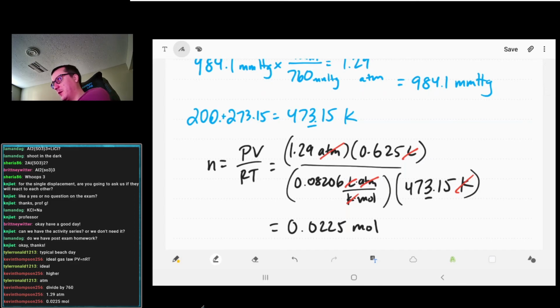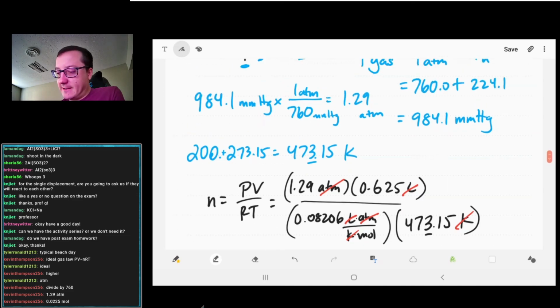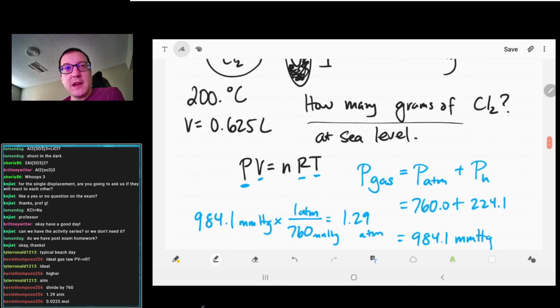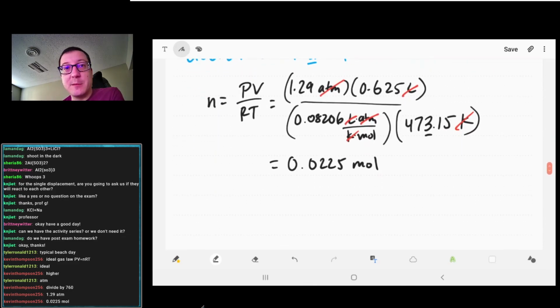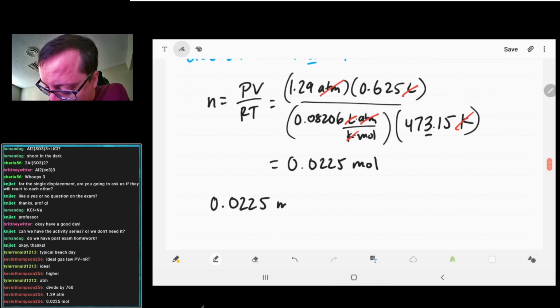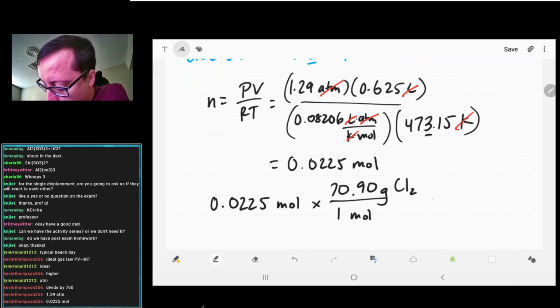Alrighty. Are we done? No, not quite, because we were asked in the question how many grams of chlorine we have. So far we have not needed to use the information that this was chlorine gas. Remember, all gases behave the same way according to our assumptions. So if we wanted to convert this into grams, we would have to use our molar mass. And we'll have that answer shortly.